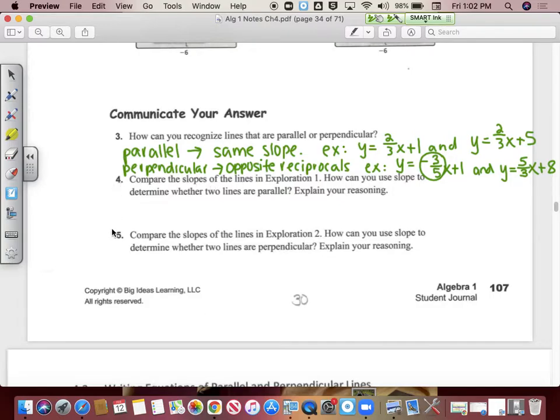So number 4 and 5, they're asking us to compare the lines and the slopes in these explorations, which we already did. We can tell if two lines are parallel by looking at their slopes. If the slopes are the same, then they'll be parallel. If the slopes are opposite reciprocals, they will be perpendicular.